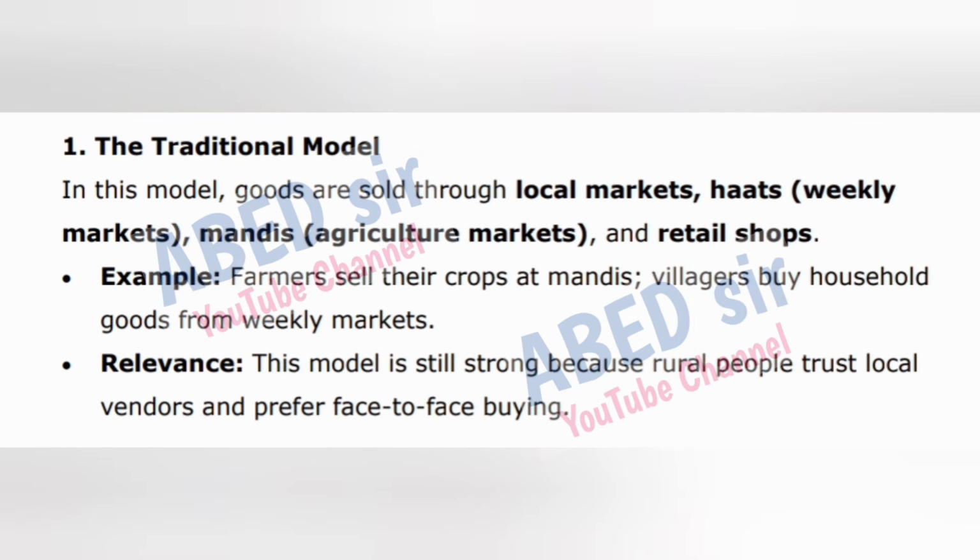1. The traditional model. In this model, goods are sold through local markets, hats, weekly markets, mandis, agriculture markets, and retail shops. Example, farmers sell their crops at mandis, villagers buy household goods from weekly markets. Relevance. This model is still strong because rural people trust local vendors and prefer face-to-face buying.